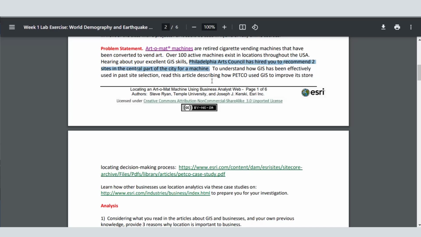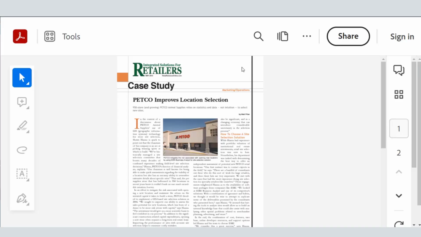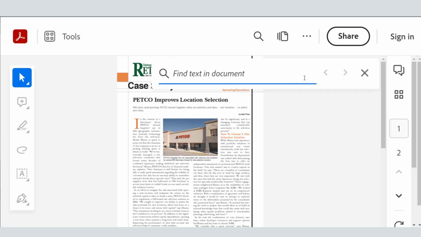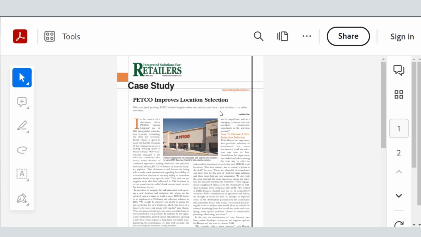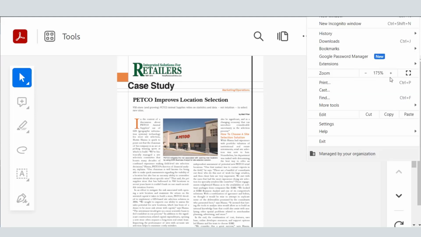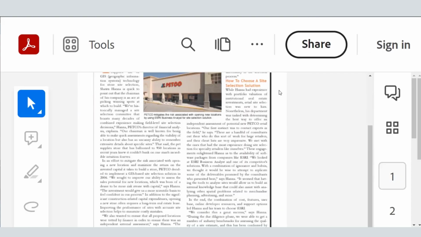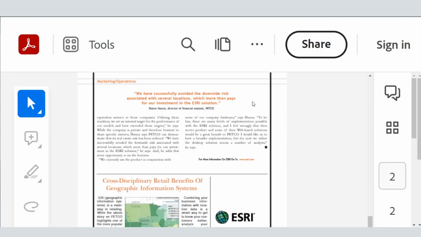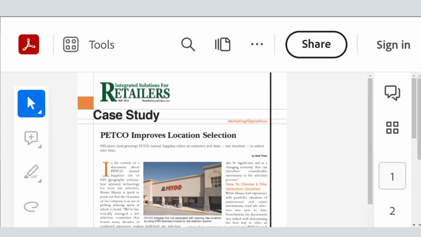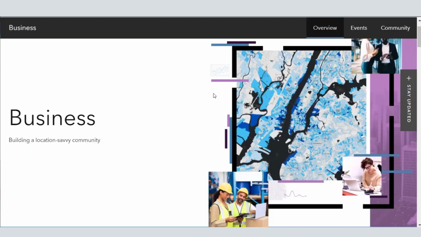The Philadelphia Arts Council has hired you to recommend 2 sites in the central part of the city for a retrofitted machine, formerly a cigarette dispensing machine, now turned into a machine that dispenses art. One of the requirements is that students read about Petco and how they improve their location decisions with geospatial technology, namely geographic information systems.